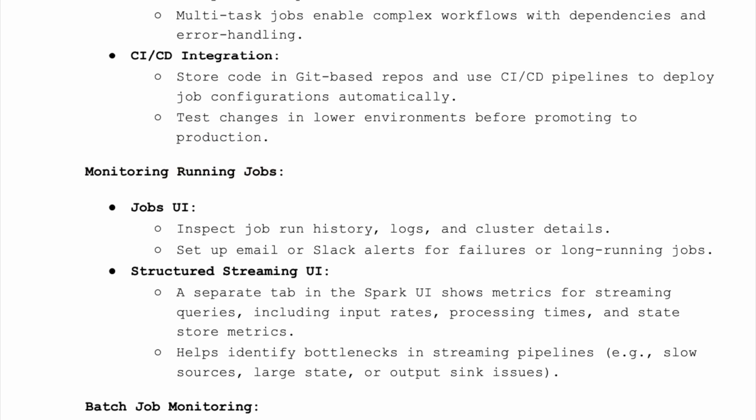Monitoring running jobs, Jobs UI: inspect job run history, logs, and cluster details. Set up email or Slack alerts for failures or long-running jobs. Structured Streaming UI: a separate tab in the Spark UI shows metrics for streaming queries, including input rates, processing times, and state store metrics. Helps identify bottlenecks in streaming pipelines, for example, slow sources, large state, or output sink issues.